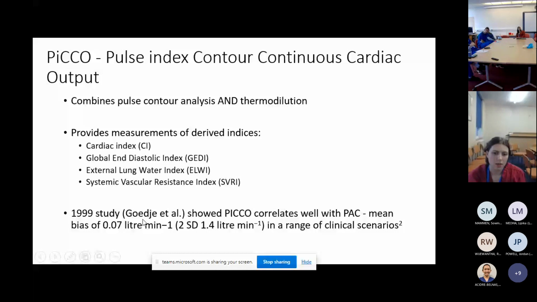The PICO has actually been shown to be quite good at measuring the cardiac output. So it's correlated in this study quite well with the pulmonary artery catheter, showing a mean bias of 0.07 litres per minute. So a difference from the pulmonary artery catheter of 0.07 litres per minute, or 70 mils. And if you're looking at a cardiac output of 4 to 8 litres per minute, depending on the weight of the patient, then that's actually not too big of a difference, and could be quite accurate in guiding management.